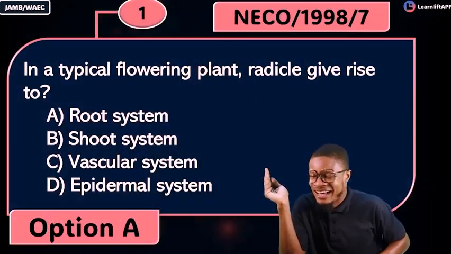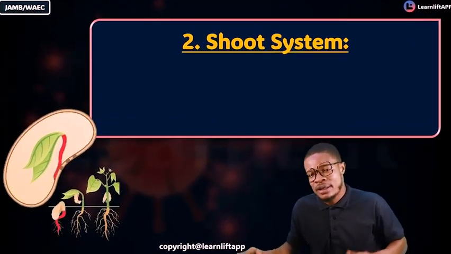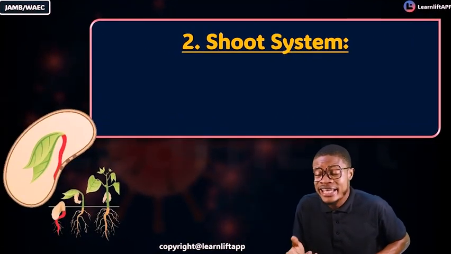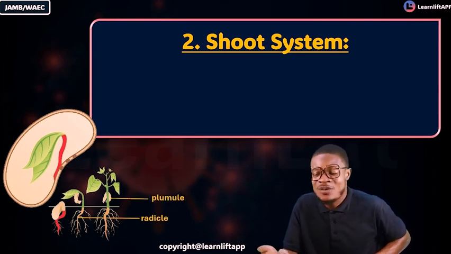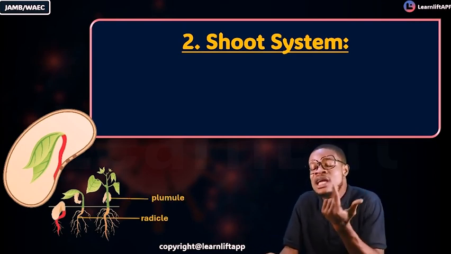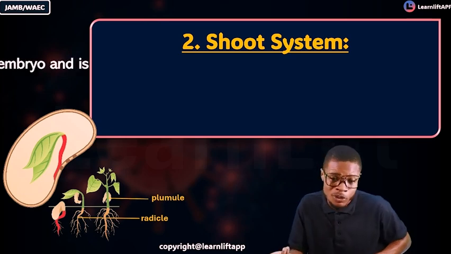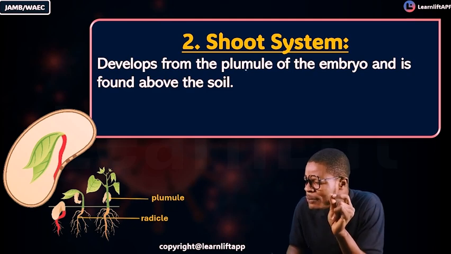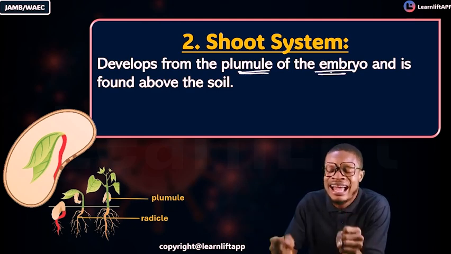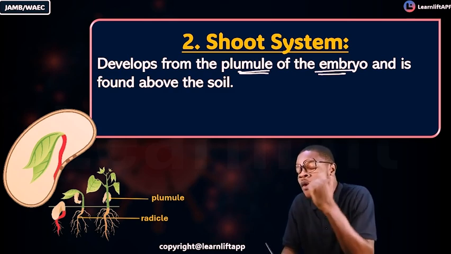Now, don't forget this very quickly with me. When we come to the shoot system, again, there are two things you should pay attention to. What and what? Radicle and the what? Plumule. Of course, what gives rise to the shoot system? It is the plumule. And don't forget that the shoot system develops from the plumule of the embryo, coming up from the plumule. And it is found above the soil.